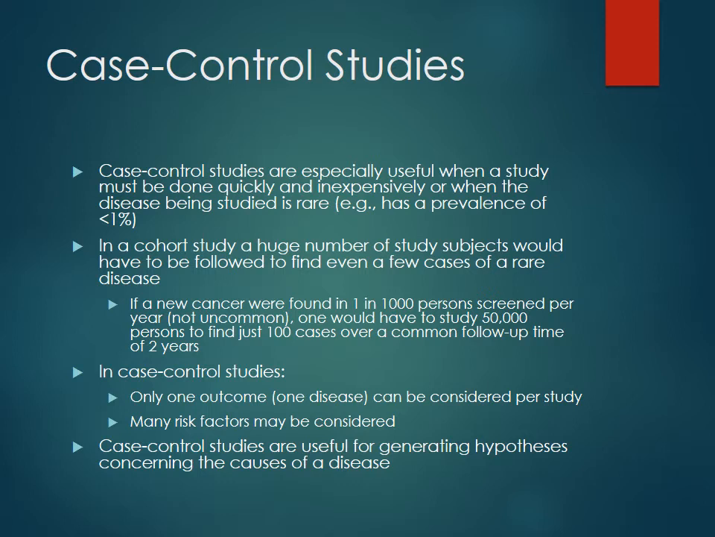So, for instance, if the new cancer was found in 1 in 1,000 persons screened per year, then you'd have to study 50,000 people just to find 100 cases to show any kind of follow-up, right? So this is why a lot of these case control studies are done for these low prevalence types of diseases. Only one outcome, or one disease state, can be looked at, and then you can look at many risk factors based on that. So go back and look for any different associations you can make from that information. In general, case control studies are going to be better for generating hypotheses than for showing those causal relationships, because the temporal aspect is going to be difficult to show.